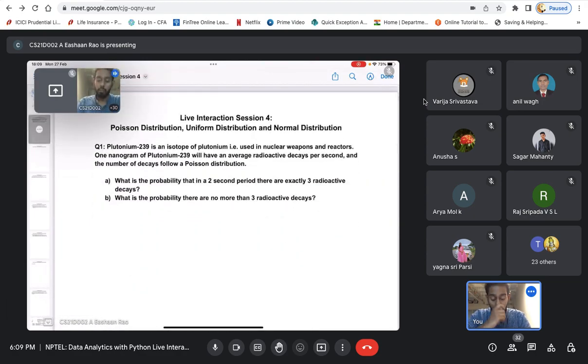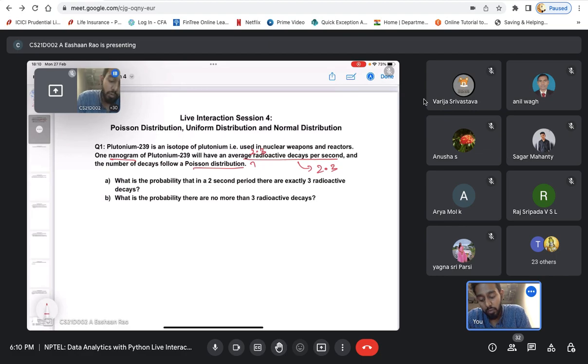The first question is: plutonium 239 is an isotope of plutonium that is used in nuclear weapons and reactors. They are asking about 1 nanogram of plutonium, which is 1 billionth of a gram. Since it's a radioactive element, it has an average of 2.3 radioactive decays per second, and the number of decays follows a Poisson distribution. Usually in the question you will find the Poisson distribution stated as it is.